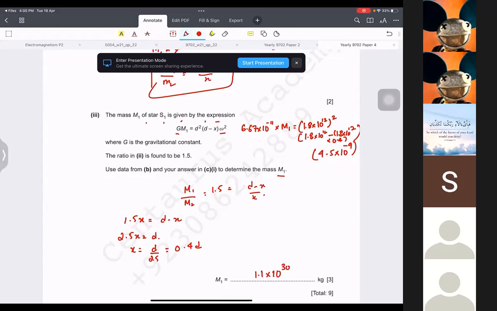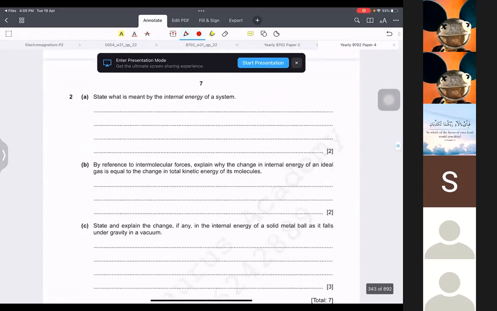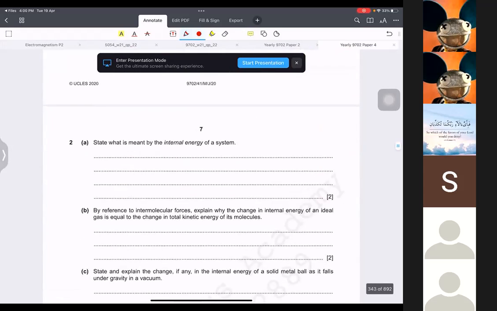मैं समझा D नहीं given है. मैं बड़ा परेशान. मैंने कहा यार कैसे दो variables आ गए? Why? अच्छा, what is meant by internal energy of the system?